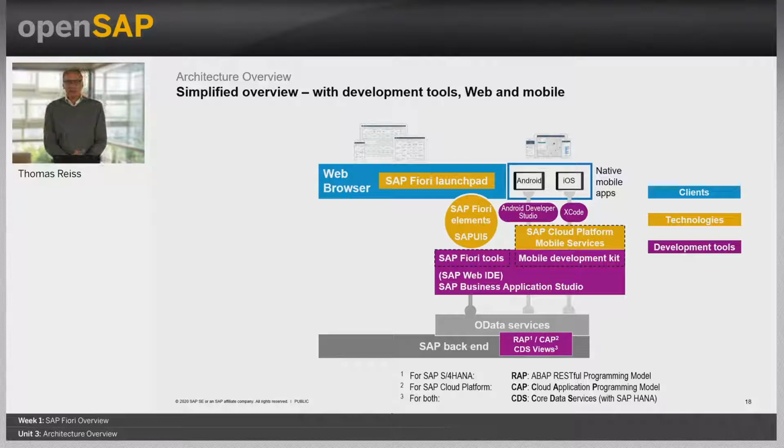In a nutshell, CDS views allow you to model your application data stored in HANA, and Wrap and Cap provide powerful programming models and generated code on top to create OData services for Fiori apps. The ABAP RESTful Programming Model, Wrap, for S/4HANA, and the Cloud Application Programming Model, CAP, for apps using the SAP Cloud Platform as a back-end system.